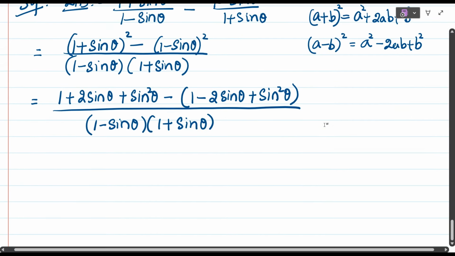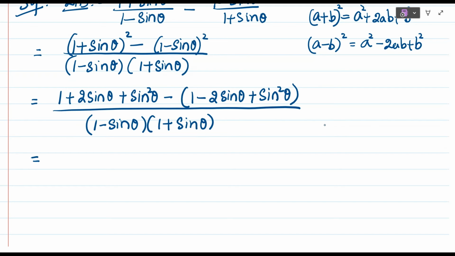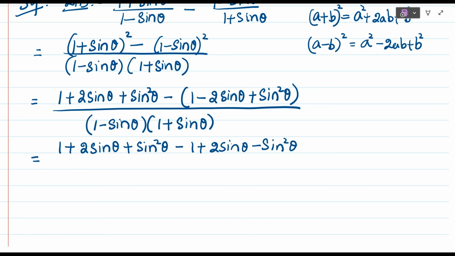Okay. So now I am going to remove the bracket here. So 1 plus 2 sine theta plus sine square theta. So minus 1 plus 2 sine theta minus sine square theta. Understood? How did we get these signs? So we have to write, if we have negative sign before a bracket, write the additive inverse of all the terms inside the bracket. Understood? Now in the denominator we have 1 minus sine theta into 1 plus sine theta.